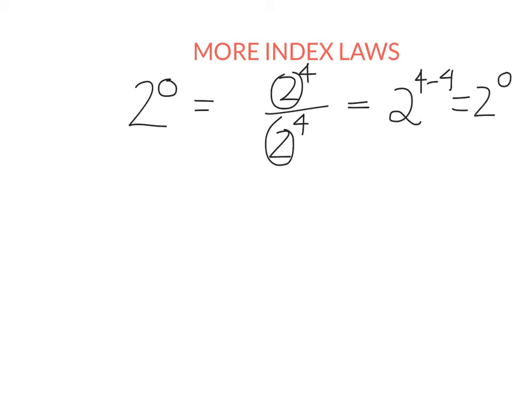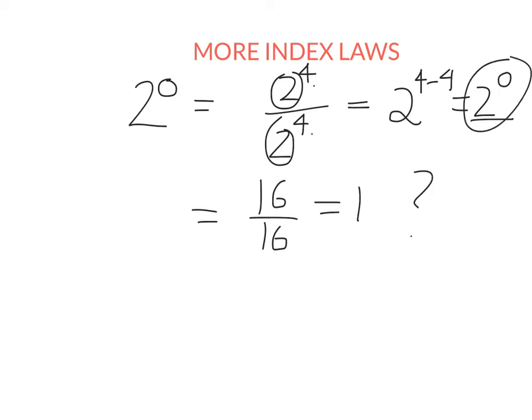So 2 to the power of 4 divided by 2 to the power of 4 is 2 to the power of 0. But hang on a minute, 2 to the power of 4 is just 16. It's just 2 times itself 4 times. 16 divided by 16 equals 1. So how does that work? Well, the only way it can work is if this and this are the same thing. 2 to the power of 0 actually equals 1.